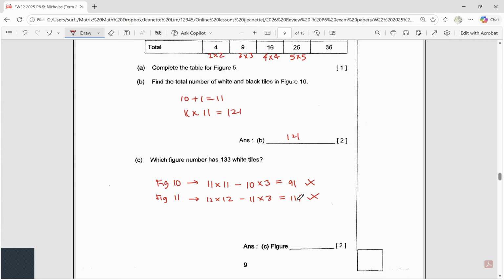Okay, we're getting closer. So what about figure 12? Total will be 13 times 13 minus the black, which is 12 times 3. And this will give us 133. Okay, so the answer is figure 12.